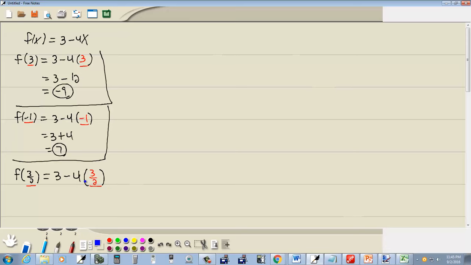Now 4 and 2, both of them are divisible by 2. 2 divided by 2 is 1. 4 divided by 2 is 2. So we're going to have 3 minus 2 times 3 is 6, which gives us negative 3.